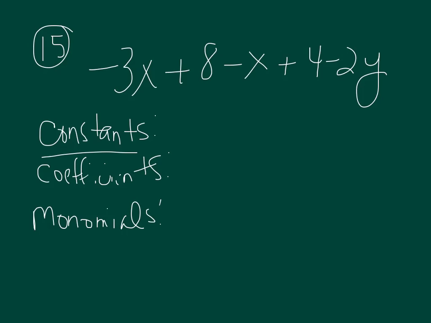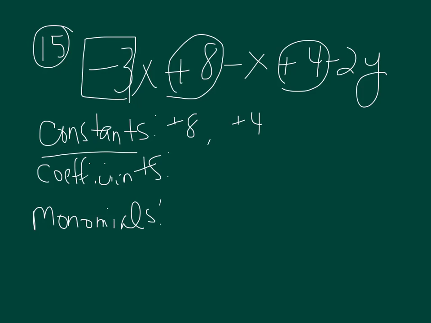The constants and the coefficients are both numbers only, but the constants are numbers that stand alone. So like positive 8 or just 8 and positive 4. And you had to have both of those in. The coefficients are the number part of the variable. So we'd have negative 3 here. We also have negative 1. A lot of you, if you made a mistake, you forgot the coefficient negative 1. And you also have negative 2. So you're just listing them separated by parentheses.